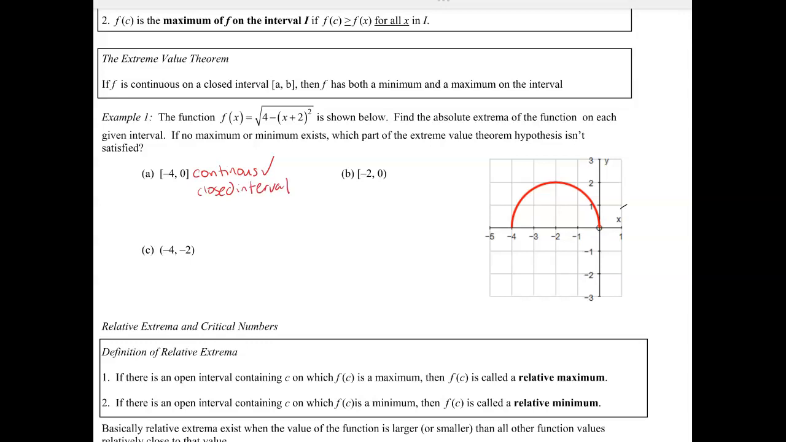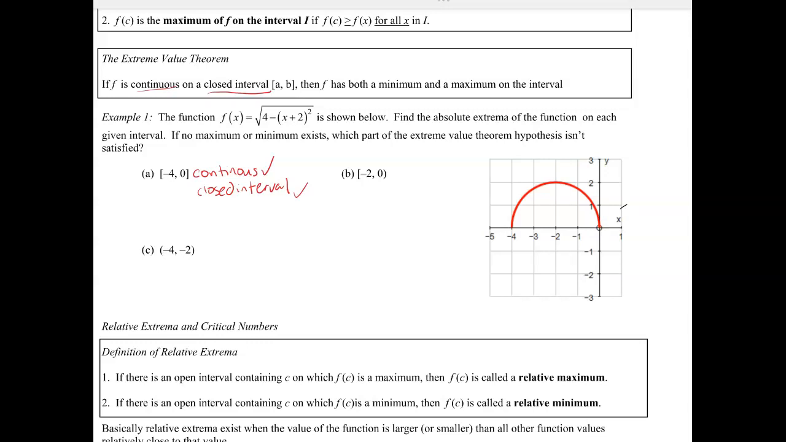Alright, those are the only two ideas that I need in order to say I have the extreme value theorem: I need it to be continuous and I need it to be on a closed interval. If those two things are true, then I'm guaranteed to have a maximum or a minimum on that interval. Well, technically I'm guaranteed to have both.